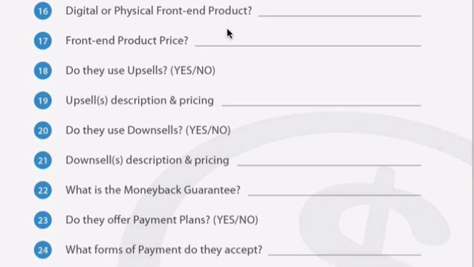Number 16 here, we want to know if they're selling a digital or physical front-end product. The front end being the first product they try to sell you, the main product. Is it digital? Is it an info product that's accessed by download? Is it software that you download or access on a website? Is it a membership site that you just log into? Or is it physical? Are they shipping you something in the mail? Is it a dog harness or a foldable credit card knife thing like we saw with the Survival Life business? Those are physical products. So is it digital or physical? Because that makes a difference.